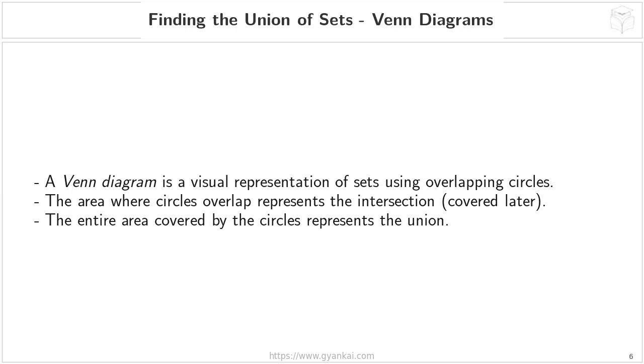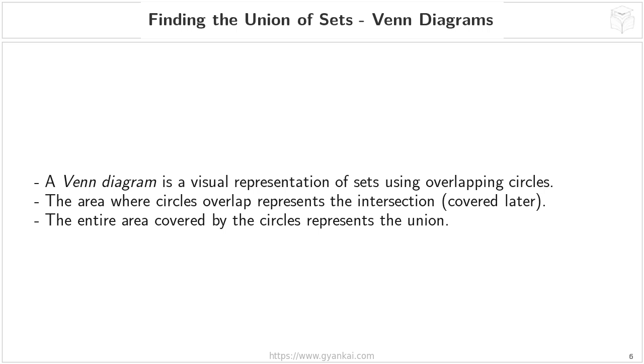But for now, what's important is this. The entire area covered by all the circles, meaning everything inside circle A, everything inside circle B, and especially that overlapping part, that represents the union of the sets. It visually shows you all the elements that are in either set A, set B, or both. This slide introduces the Venn diagram. A Venn diagram is essentially a picture that helps us visualize what's going on with our sets. It uses overlapping circles to represent the sets.